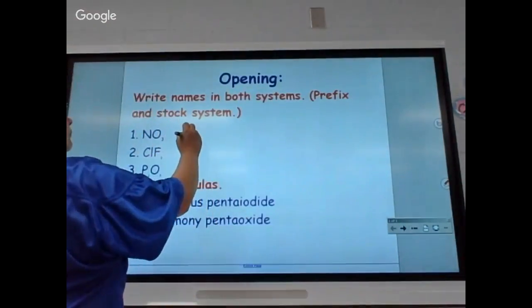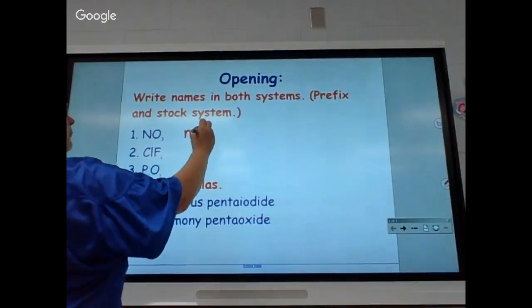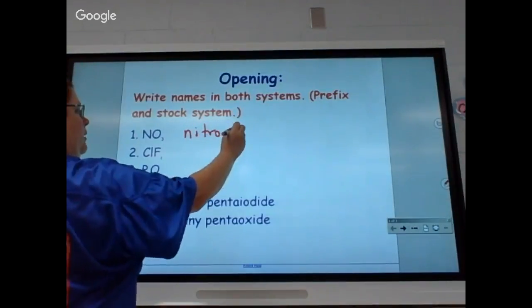Don't you like? So nitrogen, and then what?